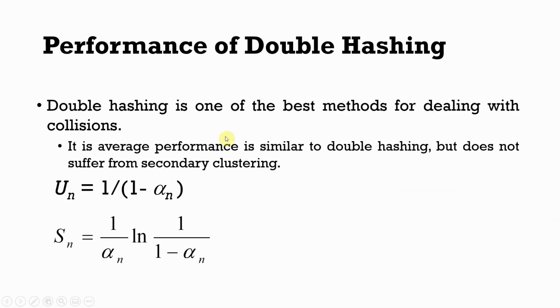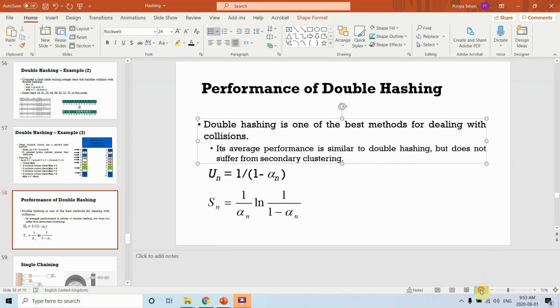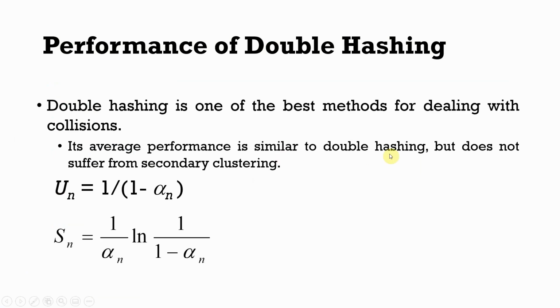For double hashing, the performance in terms of formula is almost the same as quadratic probing, right? So double hashing is one of the best methods for dealing with collisions, though. Its average performance is similar to quadratic probing, but it does not suffer from secondary clustering.